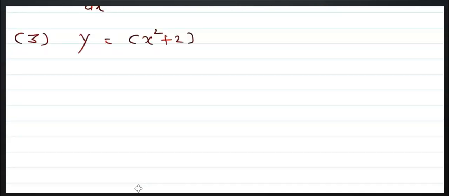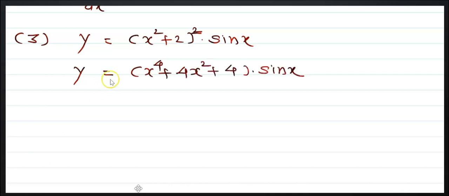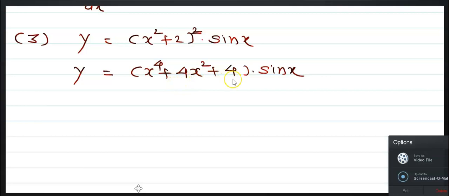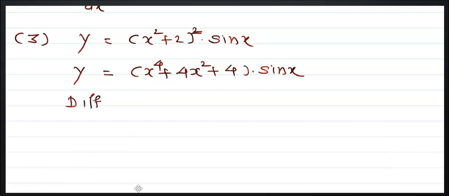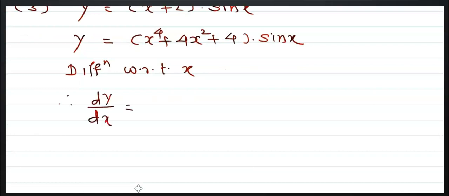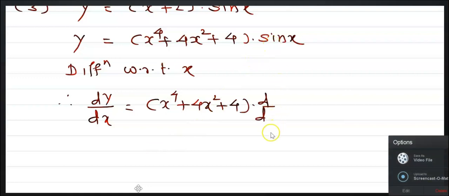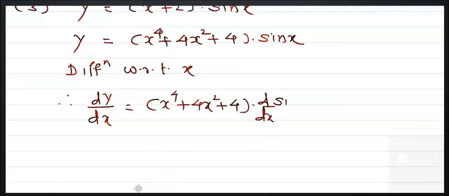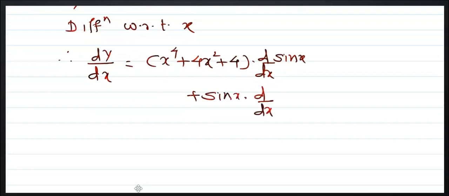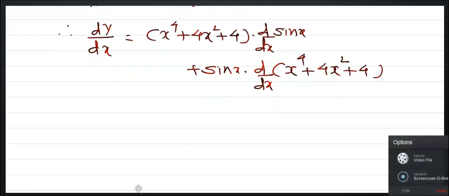Now third, y is equal to x square plus 2 bracket square into sin x. Therefore, we can expand this: x raised to 4 plus 4x square plus 4, that is a plus b bracket square, by using that formula. Therefore differentiate with respect to x, and dy by dx is equal to x raised to 4 plus 4x square plus 4 kept as it is. First, find the derivative of sin of x, and the derivative of sin of x is cos x, plus sin x as it is into d by dx of x raised to 4 plus 4x square plus 4. That's the derivative pattern.